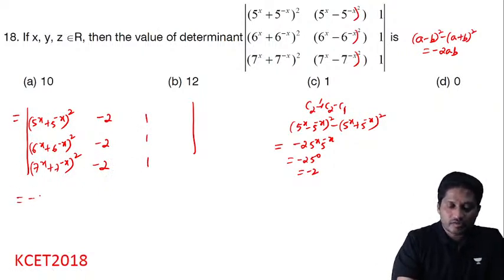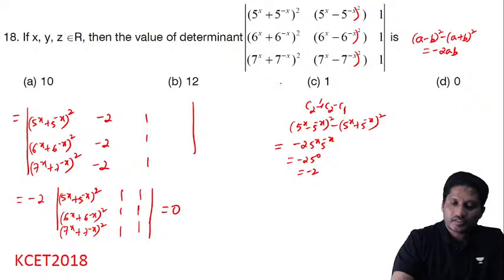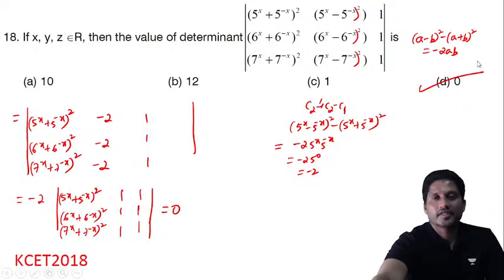Second column, minus 2 is common. So 5 power x plus 5 power minus x the whole square, 6 power x plus 6 power minus x the whole square, 7 power x plus 7 power minus x the whole square, and 1 1 1. This is also 1 1. Two columns are the same, so the determinant is 0. Answer is the option. Let's move to the next question.